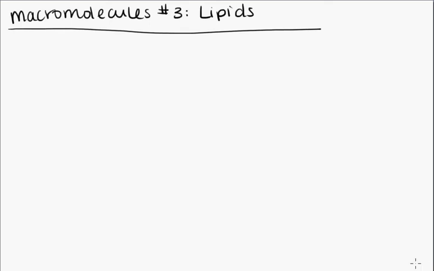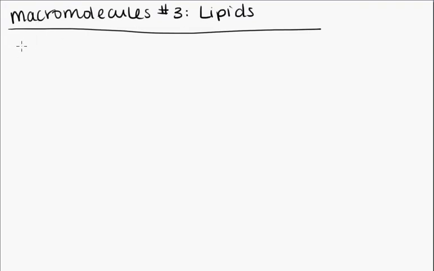Okay, so before starting this section, macromolecules, section number 3 for lipids, you should have completed polymerization and also carbohydrates. You should have also covered functional groups. You should have also covered organic, because all of these macromolecules are organic.